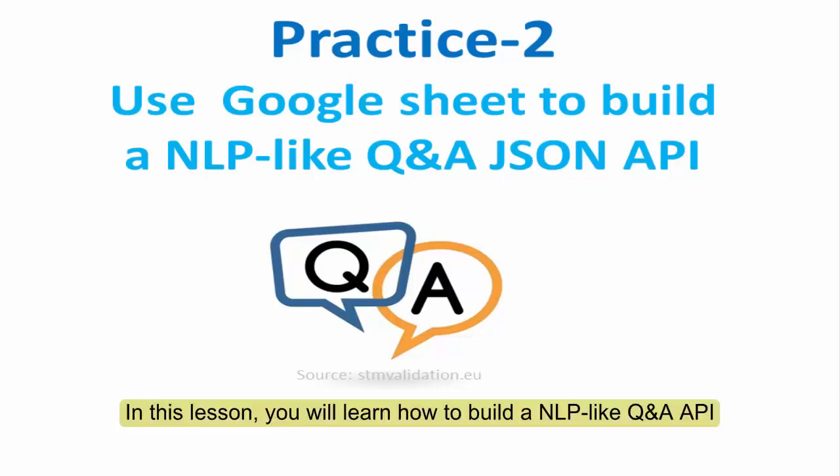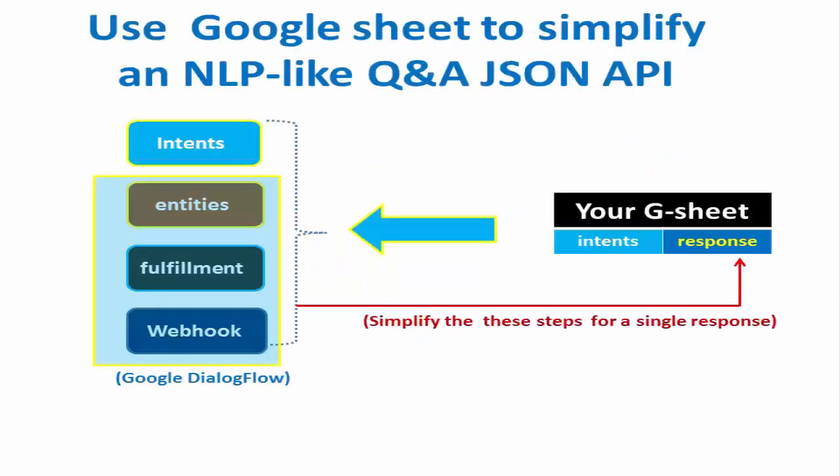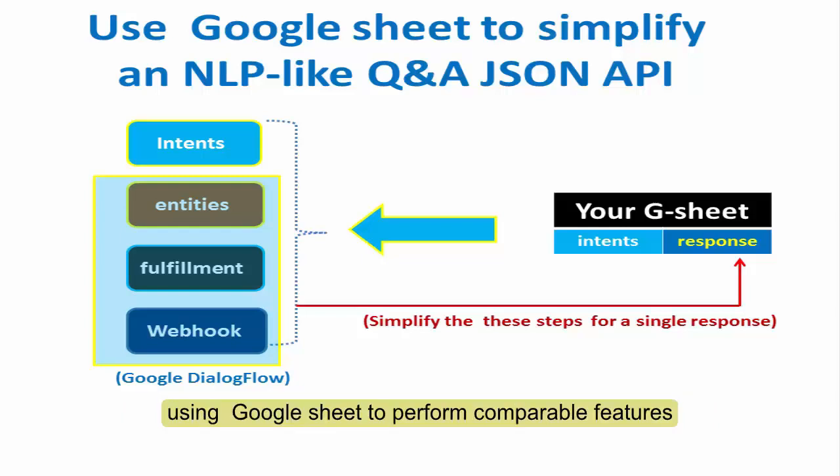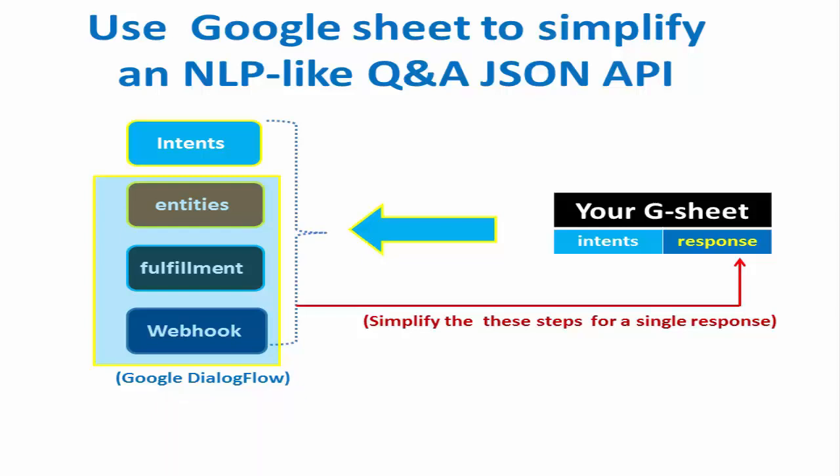In this lesson, you will learn how to build an NLP-like Q&A API. As you can see in this diagram, our purpose is to simplify NLP-like tasks, such as entity, fulfillment, and webhook, into a single function using Google Sheets to perform comparable features.